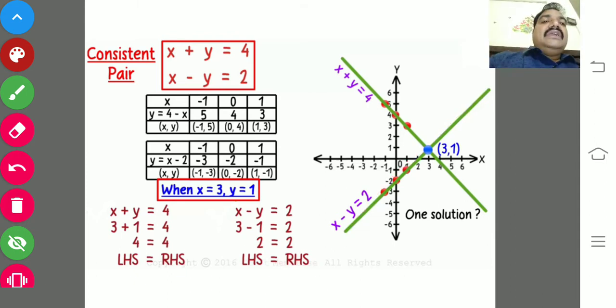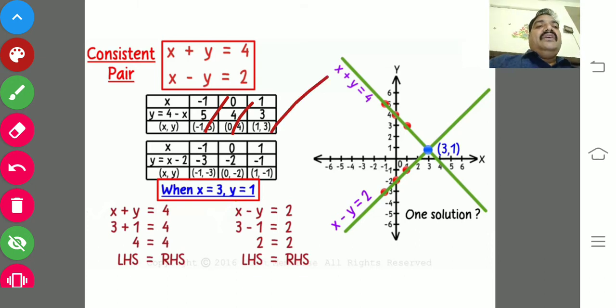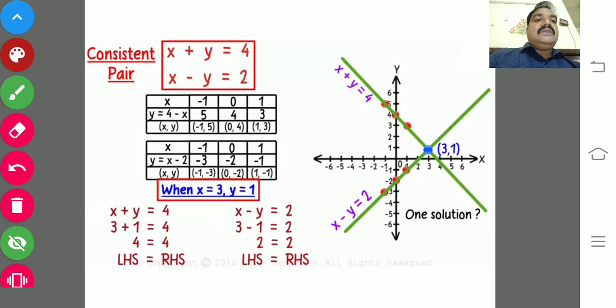So here is the main observation. What is the main observation? Our destination is finding the solution. So how will you find the solution? For x plus y, you have 3 solutions. What are the 3 solutions? Minus 1, 5 and 0, 4 and 1, 3. And for x minus y equal to 2 we have 3 solutions. What are they? Minus 1, minus 3, 0, minus 2 and 1, minus 1. Clear? But we need a common solution for the pair of linear equations.